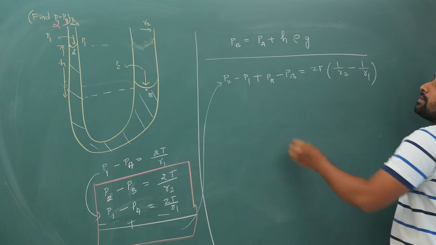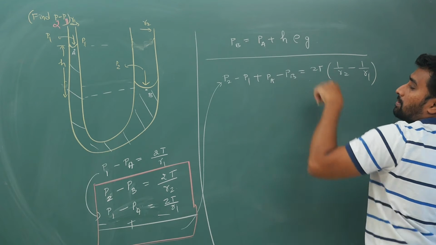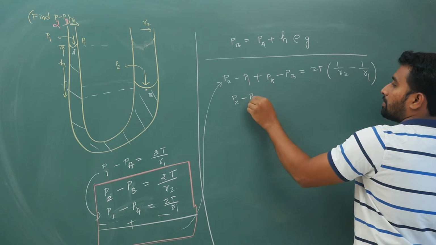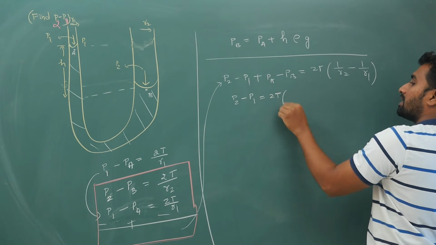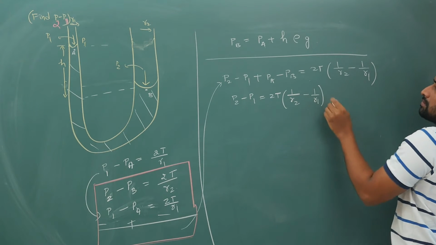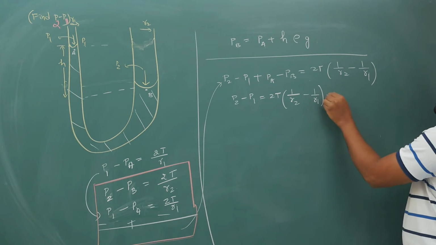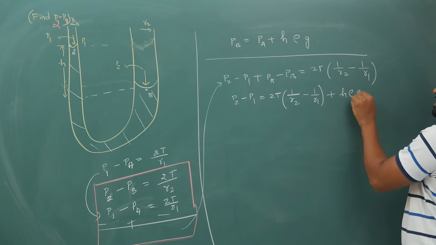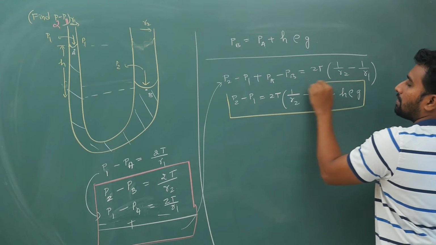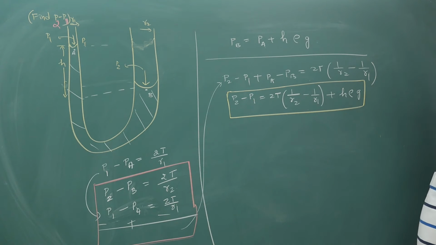Now from here, what is PA minus PB? It is H rho G. You send it to the other side. So P2 minus P1 will become 2T times 1 by R2 minus 1 by R1 plus PB minus PA, which is H rho G. So your final answer will be this part. I have skipped these steps because of lack of space, but the simplification is easy.